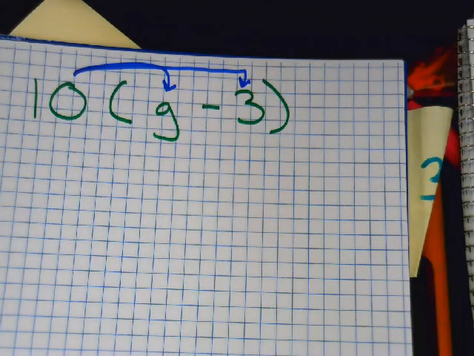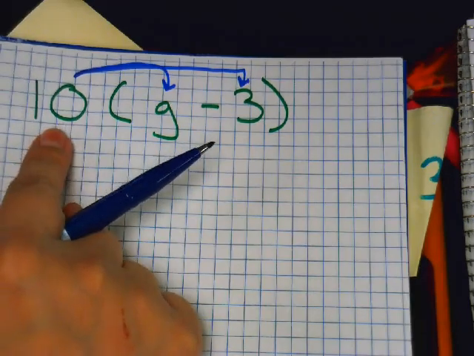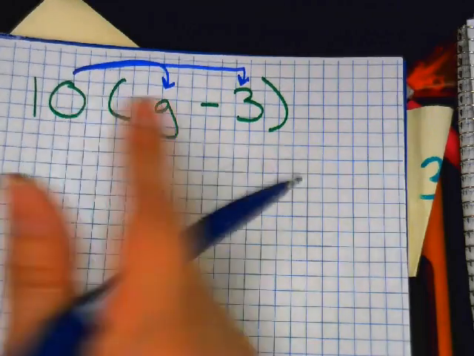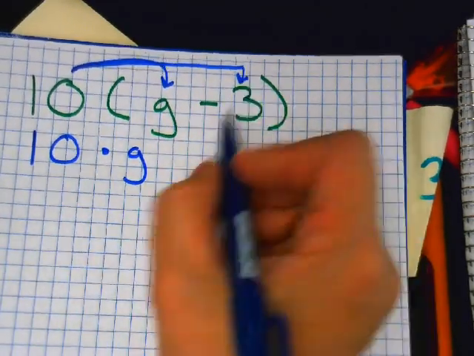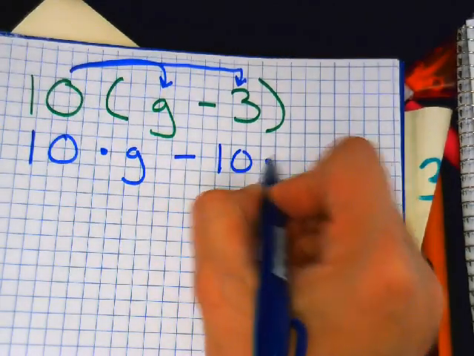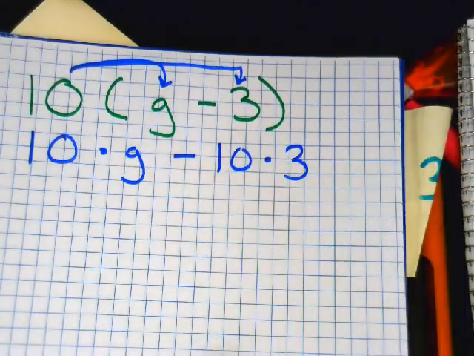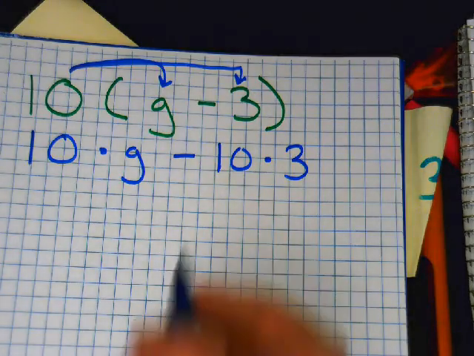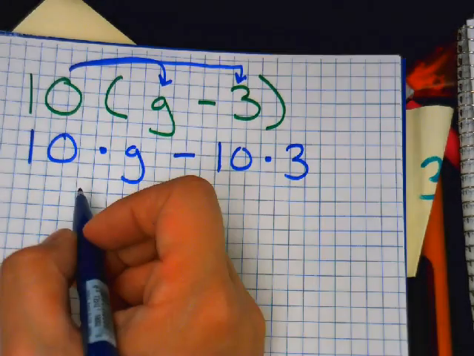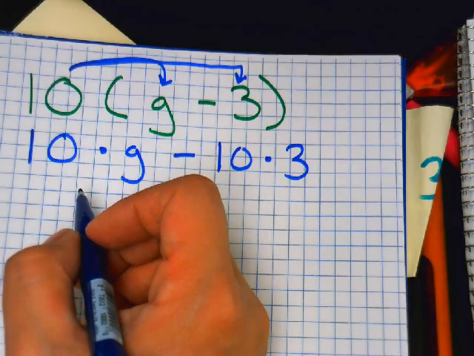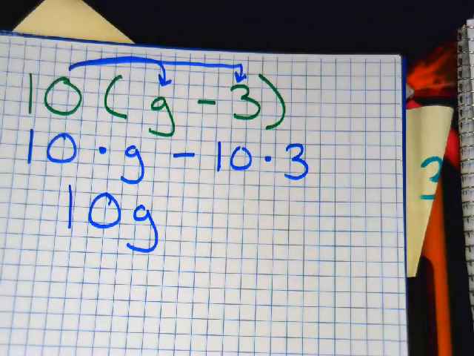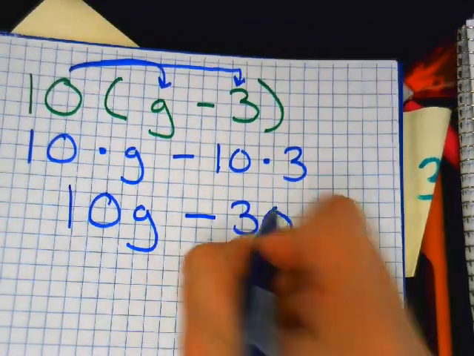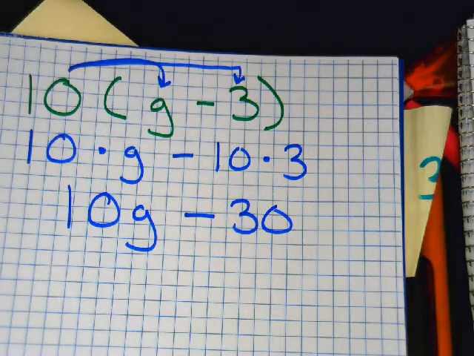All right. How much does everybody get? 10. Whatever number's outside, that's how much we give everyone. So, 10 times G minus 10 times 3. 10 times 3 is 30, and 10 times G is 10G. So, 10G minus 30.